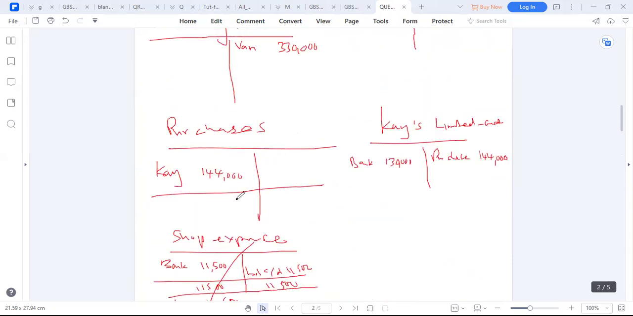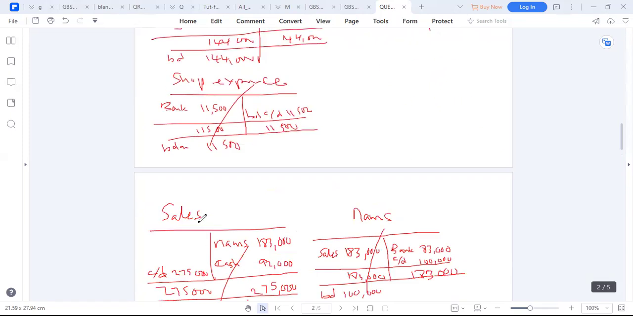Okay, purchases, same here. The balance here is 144,000. Balance brought down, 144. Purchases of 144.